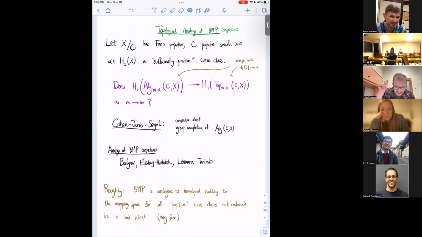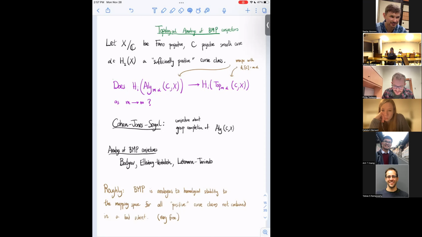So suppose you have X, which is a Fano projective variety, and C is a projective smooth curve, and alpha is a class on X which is, in a sense, positive. Then what you expect is that this phenomenon that Siegel saw in the case of X being Pn actually holds more generally, as you take multiples. Here the space of algebraic maps that I'm denoting Alg_alpha(C, X) is the space of algebraic maps with the pushforward of the fundamental class of C being the nth multiple of alpha. And we consider the map from this space of algebraic maps to the space of continuous maps.